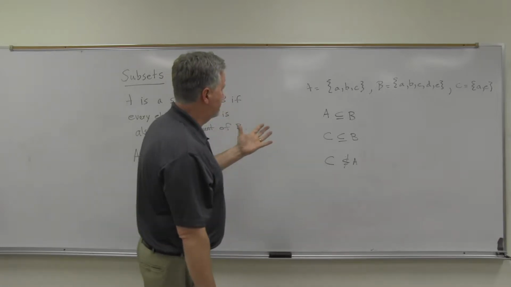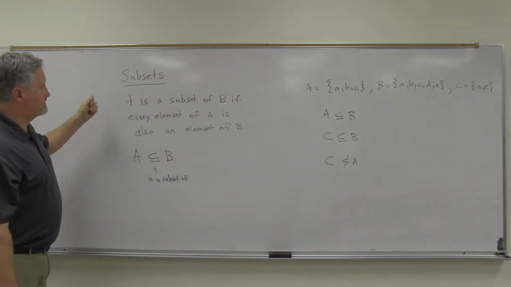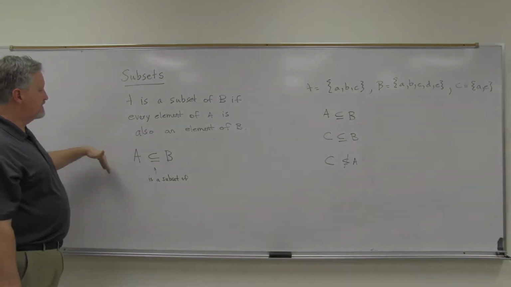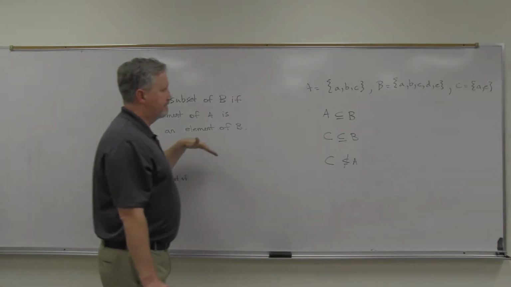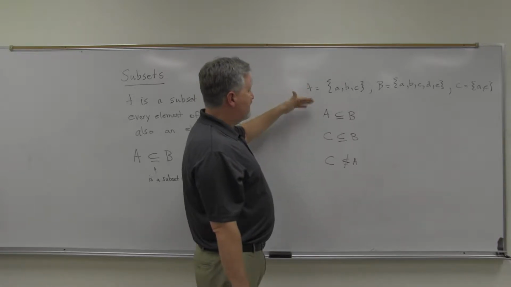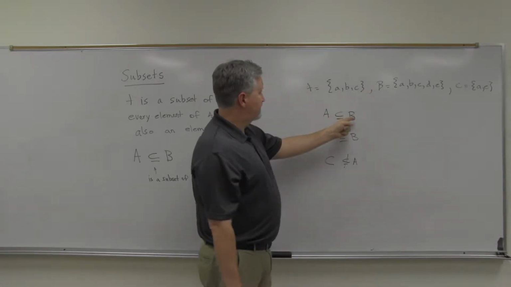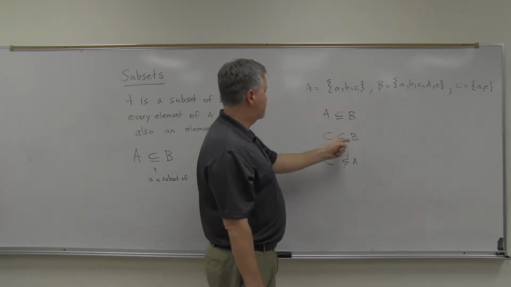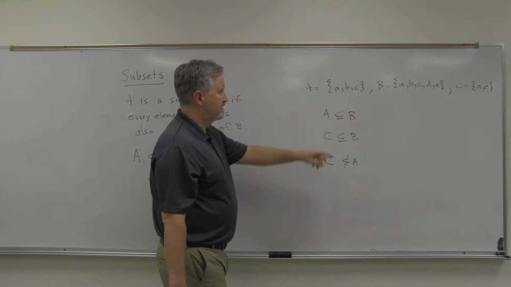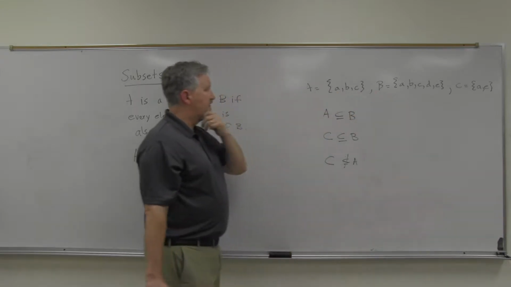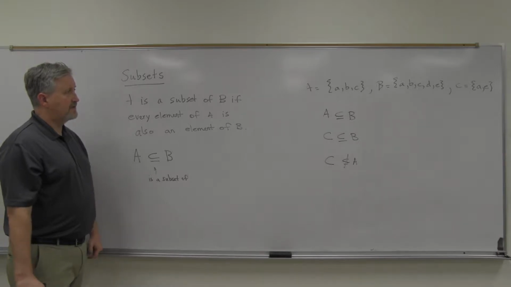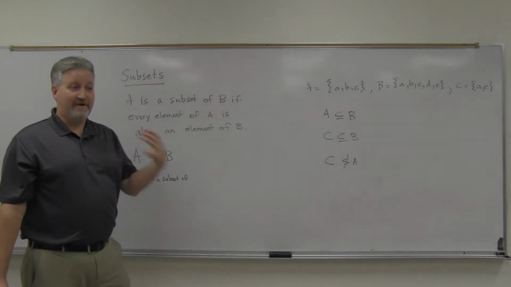Okay, so when we have subsets, we're talking about every element of A is also an element of B, and that's our symbol. Now, those are pretty clear cut. A is a subset of B, C is a subset of B also, but C is not a subset of A because you've got that extra element there that A doesn't have.